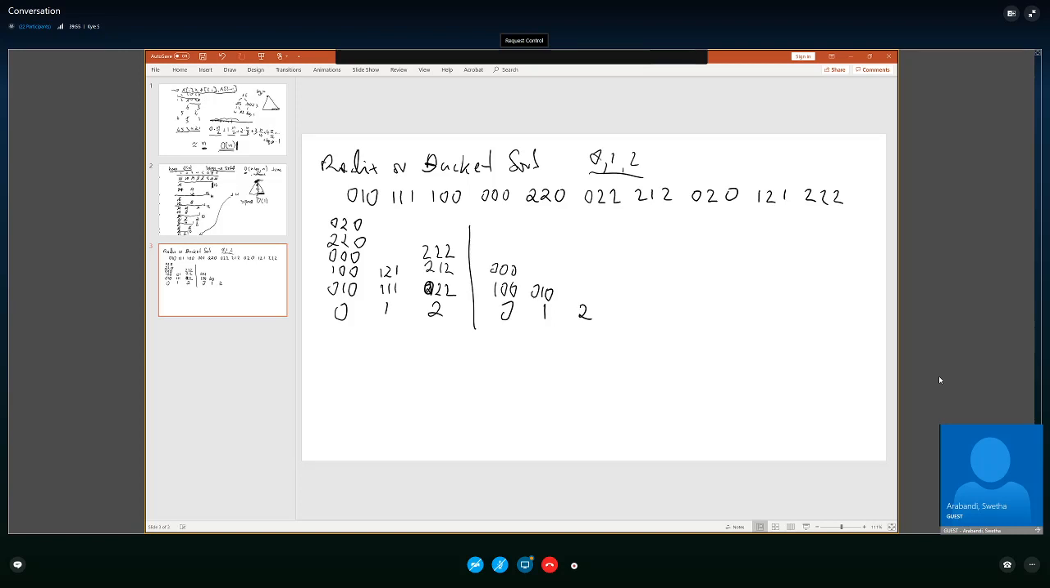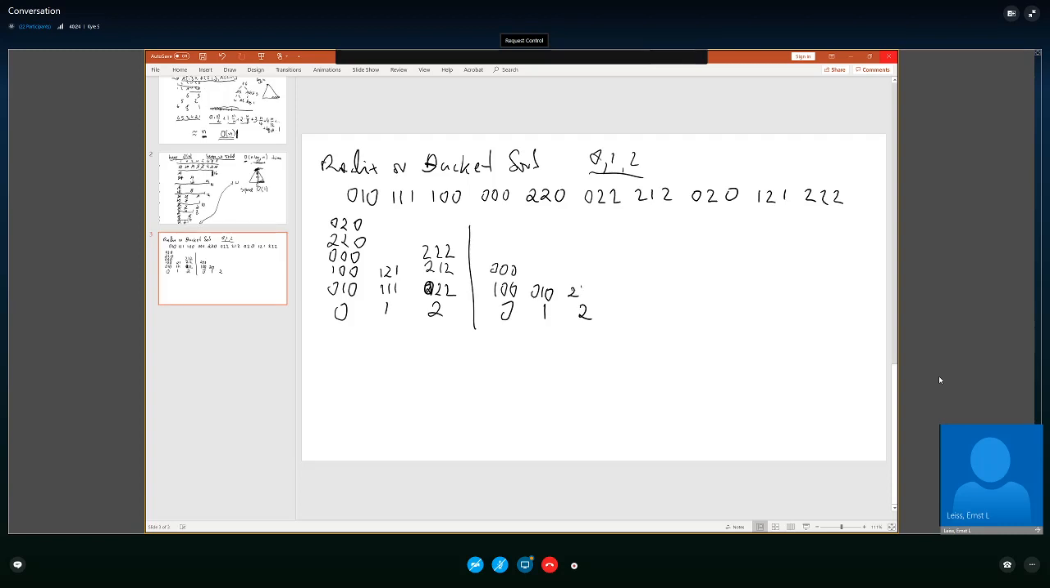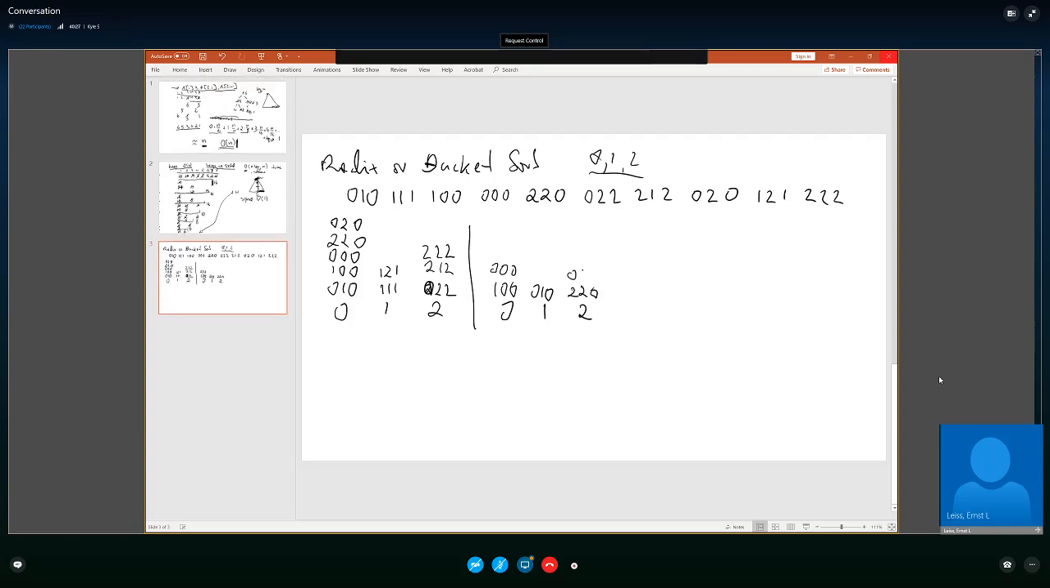No, I haven't skipped. I'm working through this in the order in which it was put in the bucket: bucket 0, followed by the elements that were put into bucket 1 in the order in which they were put in, followed by the elements in bucket 2 in the order in which they were put in. So I put 0, 1, 0, which goes here. 1, 0, 0, which goes here. 0, 0, 0, which goes here. 2, 2, 0, which goes here. And 0, 2, 0, which goes here. So that finishes all the elements in bucket 0.